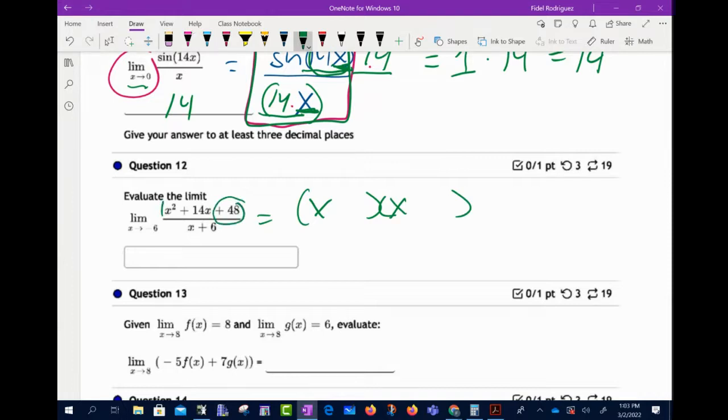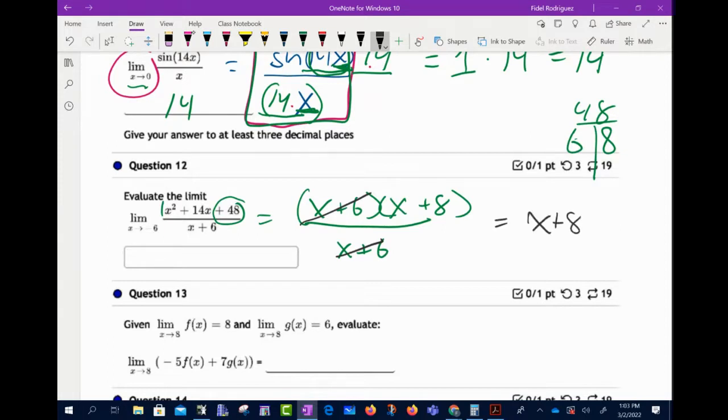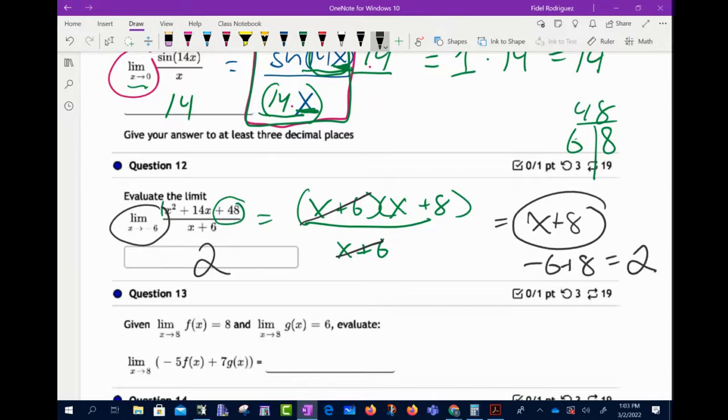I'm looking for two numbers that multiply to 48 but add up to 14. 6 and 8. Can't we get rid of the x plus 6? So now we're left with an x plus 8. And if we take the limit as x approaches negative 6, wouldn't we be equal to 2? And all we have to do is some easy breezy cover go faster, right?